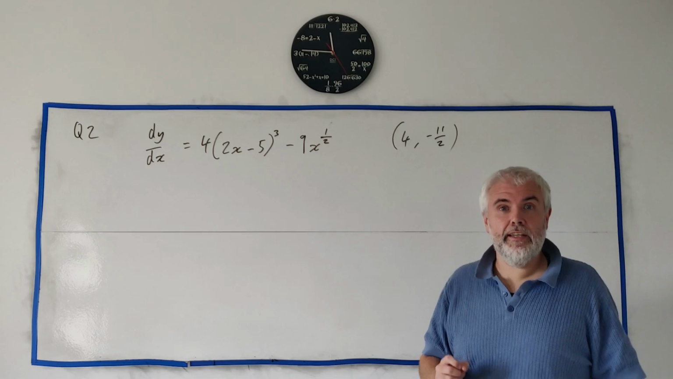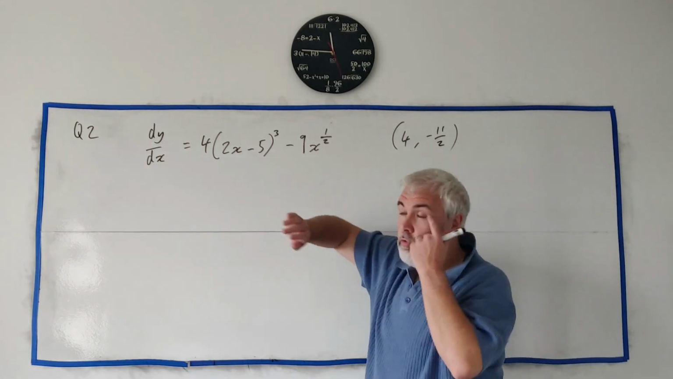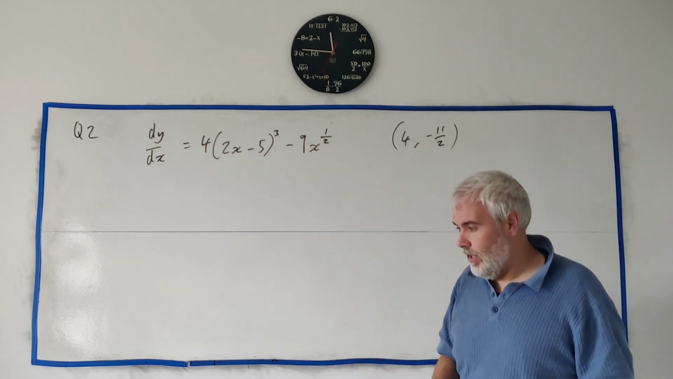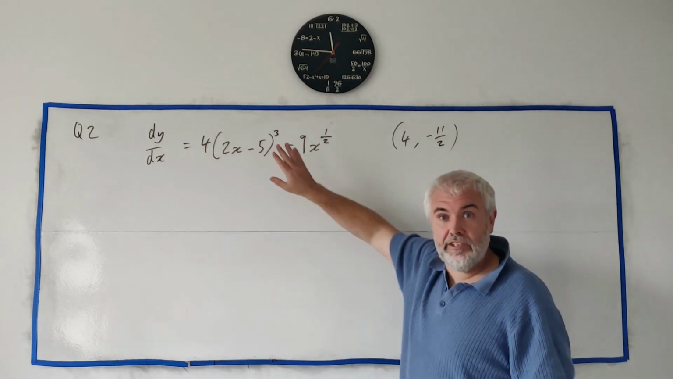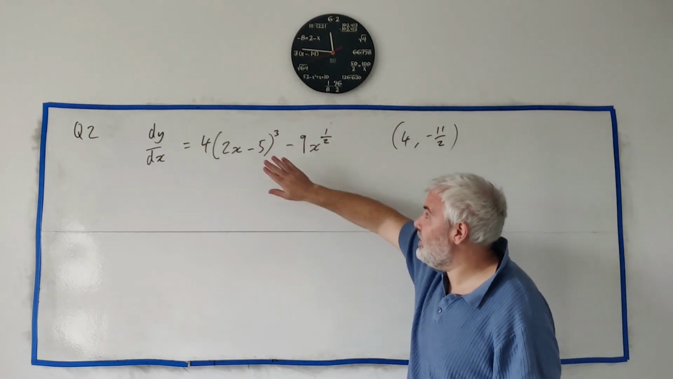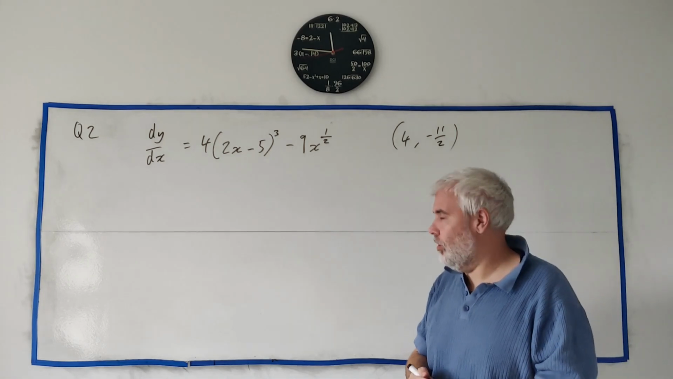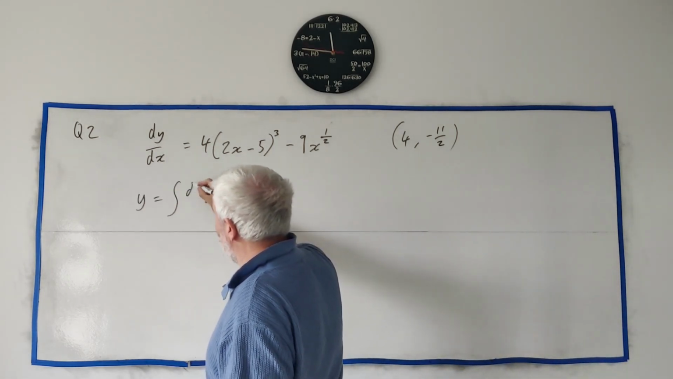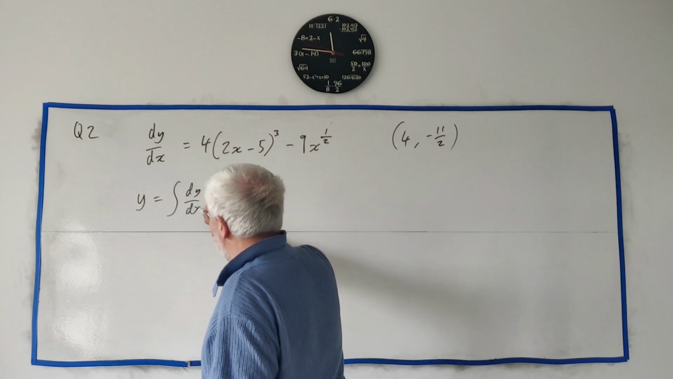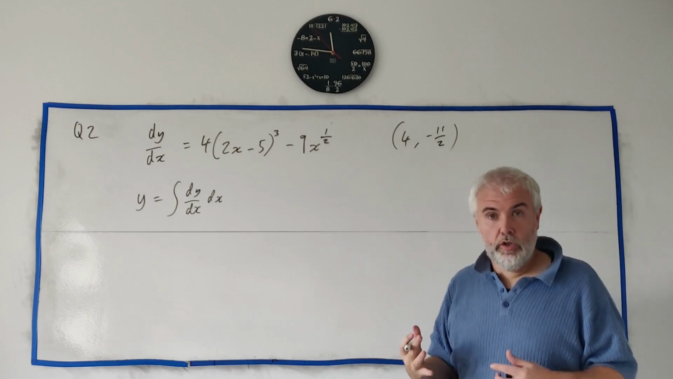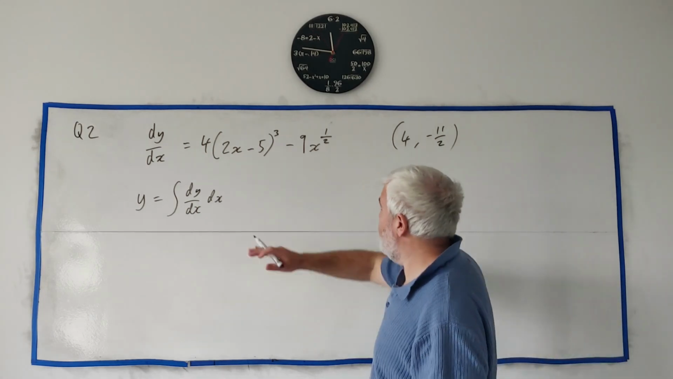How do we get the equation of a curve? This is the derivative of the curve. How do we get back to the curve itself? Differentiation got us here. What's the opposite of differentiation? Integration. If we integrate this, we get back to the curve. Basically, I want to get back to y equals, and y is equal to the integral of the derivative with respect to x. Basically, it's the opposite. It destroys the derivative.